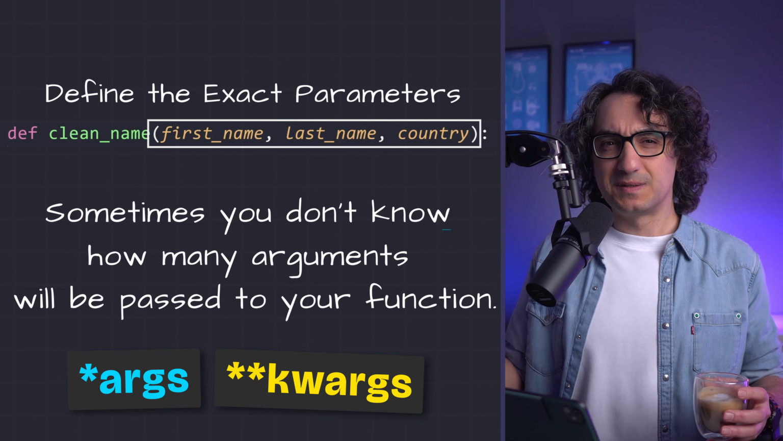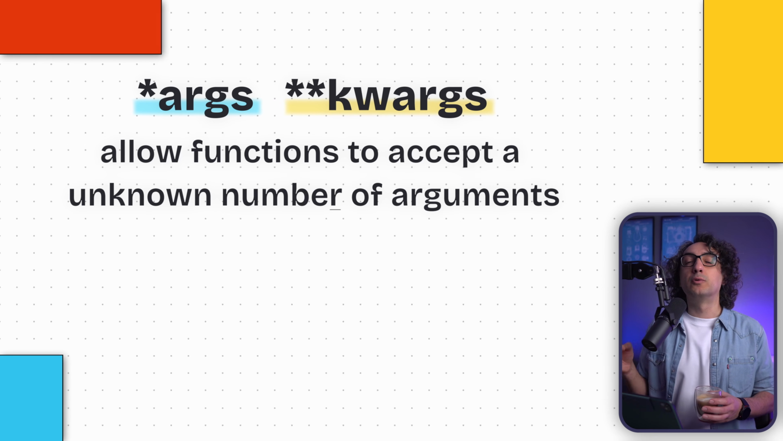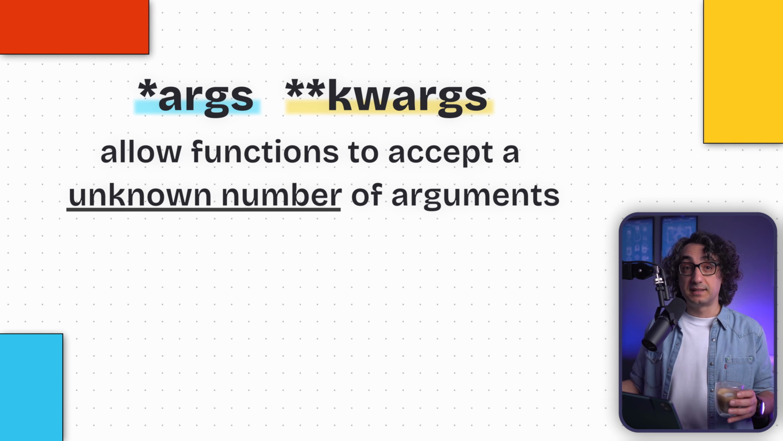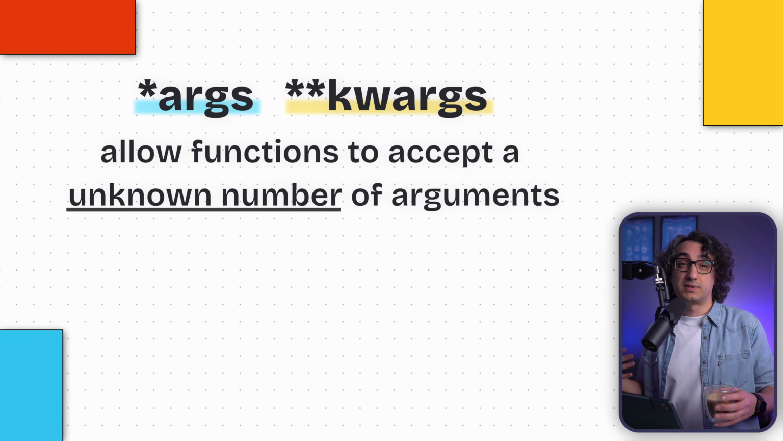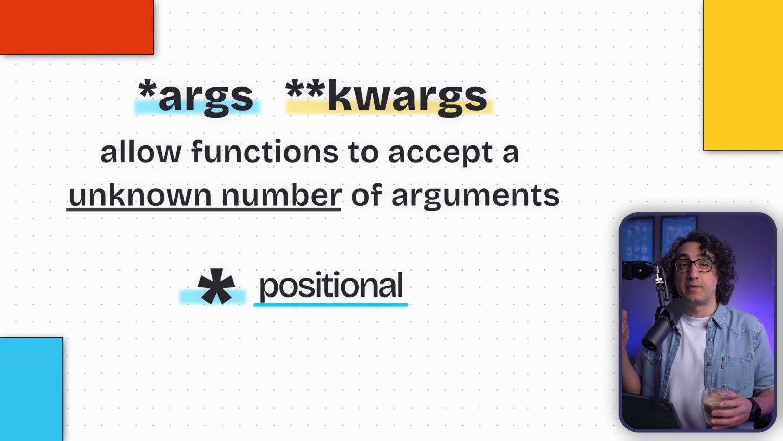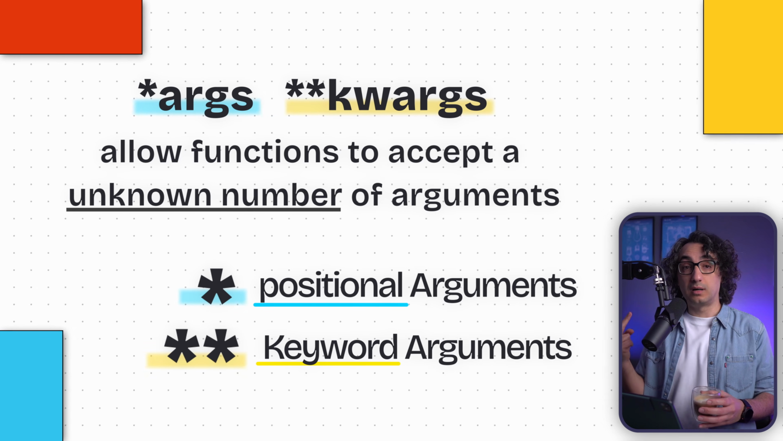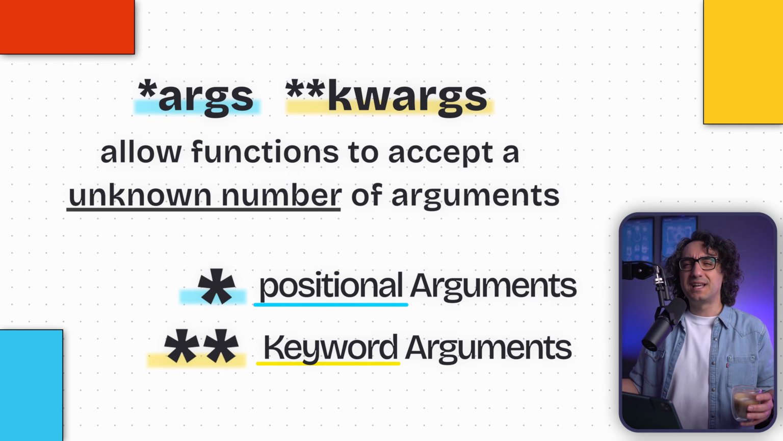So what does this mean? The star or the double star args are going to allow our function to accept any number of arguments. That means it's going to make it totally flexible. We can send it 1 value, 2 values, 3 values. Now since we have those 2 types, positional and keyword arguments, that's why we have the 1 star args for the positional arguments and the 2 star kwargs for the keyword arguments. So now let's have a very simple example to understand how this works.